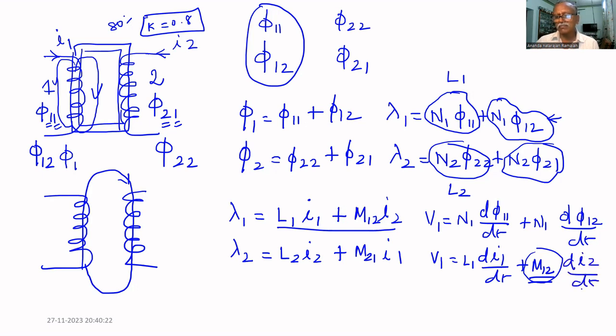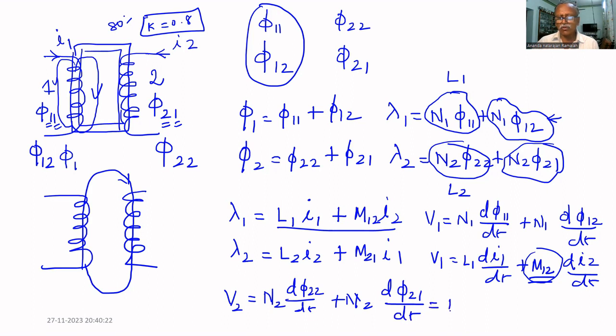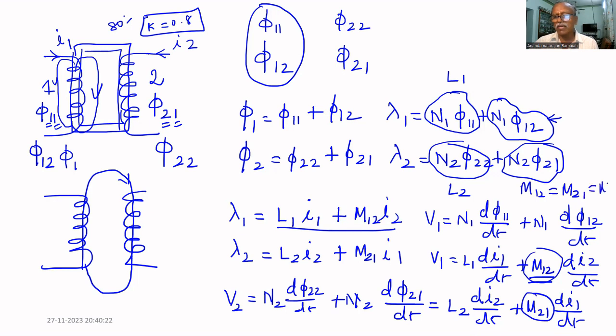Similarly, we can write V2 equal to N2 d phi 22 by dt plus N2 d phi 21 by dt. This is also equal to L2 di2 by dt plus M21 di1 by dt. This M21 and M12 are equal. M12 equal to M21 can be called M, which is called the mutual inductance.